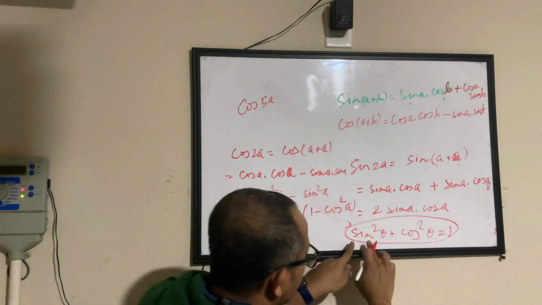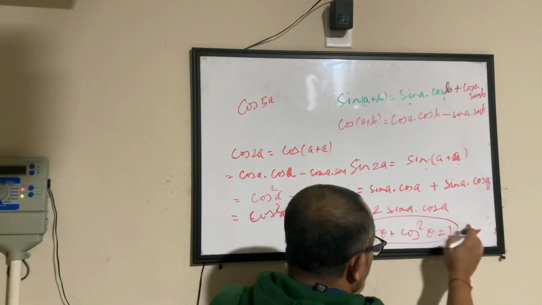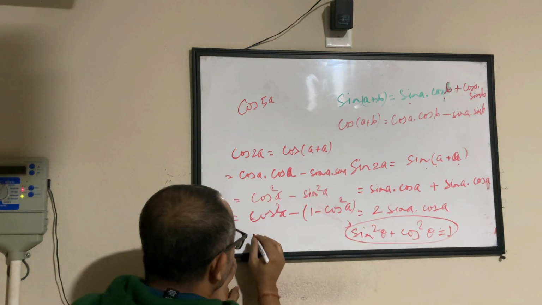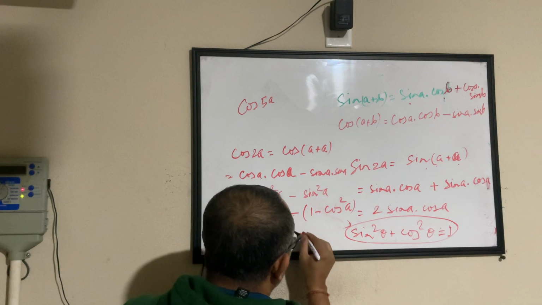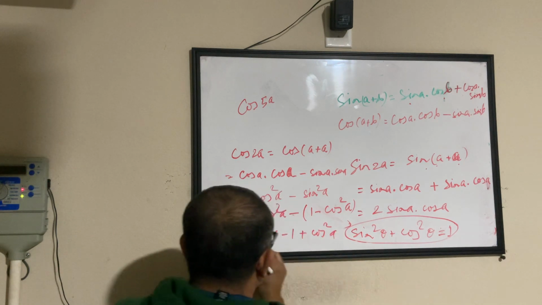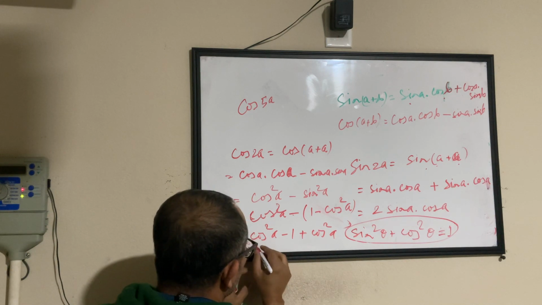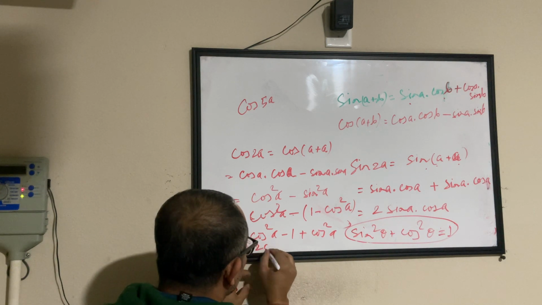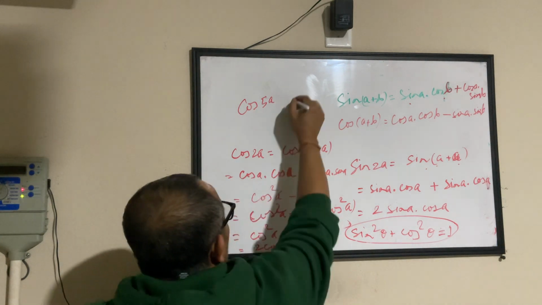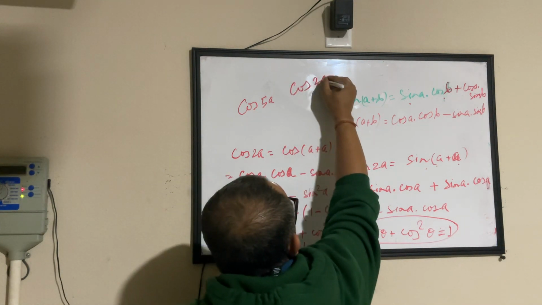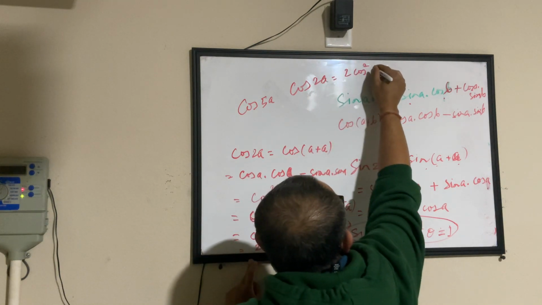Yeah, it goes that side. Sorry, sine squared A becomes 1 minus cos squared A. Now here you break this down: cos squared A minus (1 minus cos squared A), which becomes 2 cos squared A minus 1. So cos 2A became 2 cos squared A minus 1.